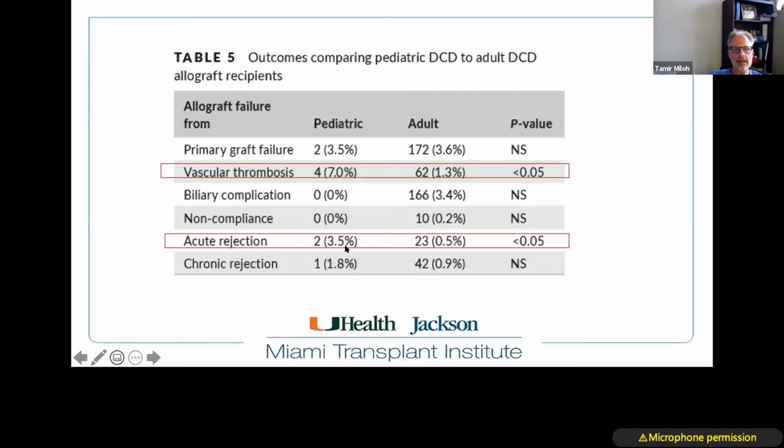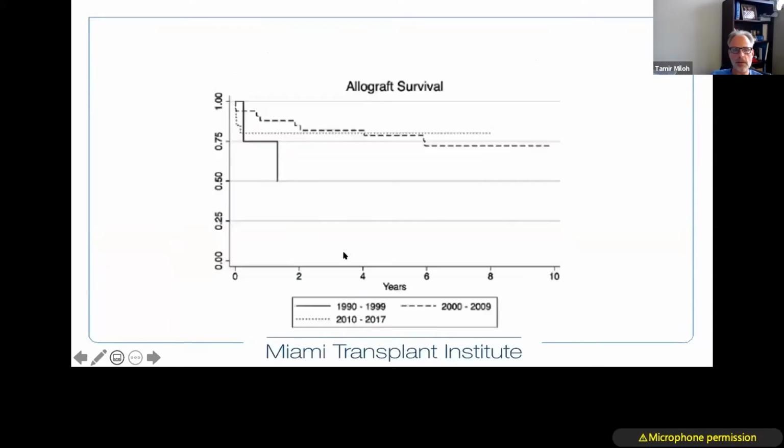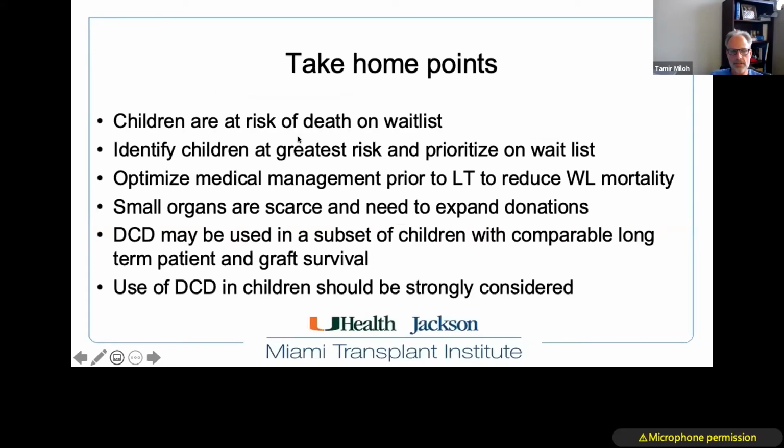And you can see that children tended to have more acute rejections. And this is also true in general because their immune system is much more robust. And again, specifically for children, we've even gotten better over time.